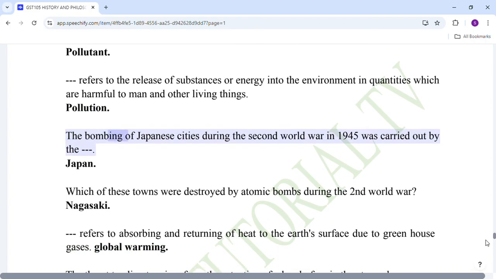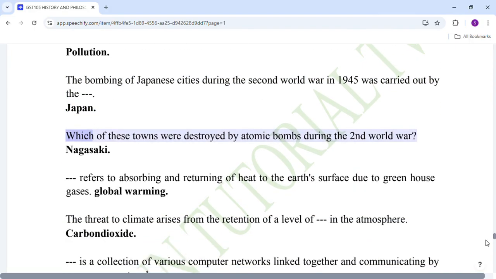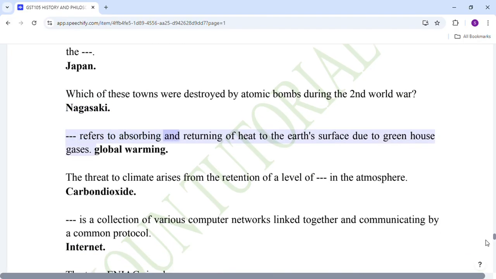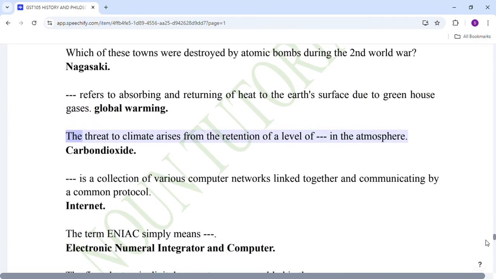The bombing of Japanese cities during the Second World War in 1945 was carried out by the dash dash. Japan. Which of these towns were destroyed by atomic bombs during the Second World War? Nagasaki. Dash refers to absorbing and returning of heat to the Earth's surface due to greenhouse gases. Global warming. The threat to climate arises from the retention of a level of dash in the atmosphere.